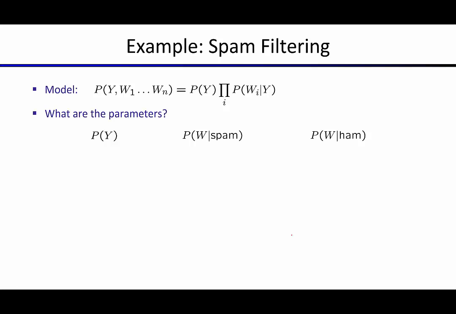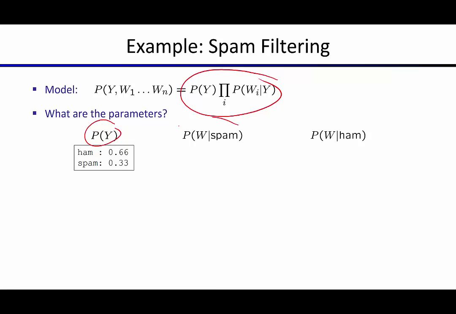So let's look at an example of what happens in spam filtering. Let's assume we use a bag of words model where the conditional of word given topic is the same for every position. What are the parameters? What is our prior, the probability of spam versus ham? Hard to say. You'd have to get some estimate of how often each thing appears. There's actually a national machine learning data set that we're referring to here. That one had 66% ham, 33% spam. Then we can also start looking at the probability of each word given spam, each word given ham.